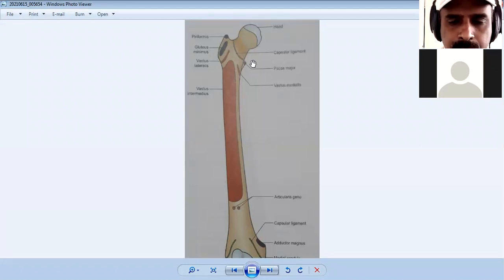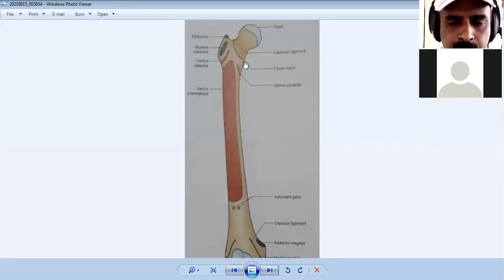Then, as it has an upper end, shaft and lower end, I'm going to explain about the upper end. The upper end of the femur consists of, first, the head. Next is the neck, and this is the greater elevation on the lateral aspect, the greater trochanter, and this one we call the lesser trochanter.